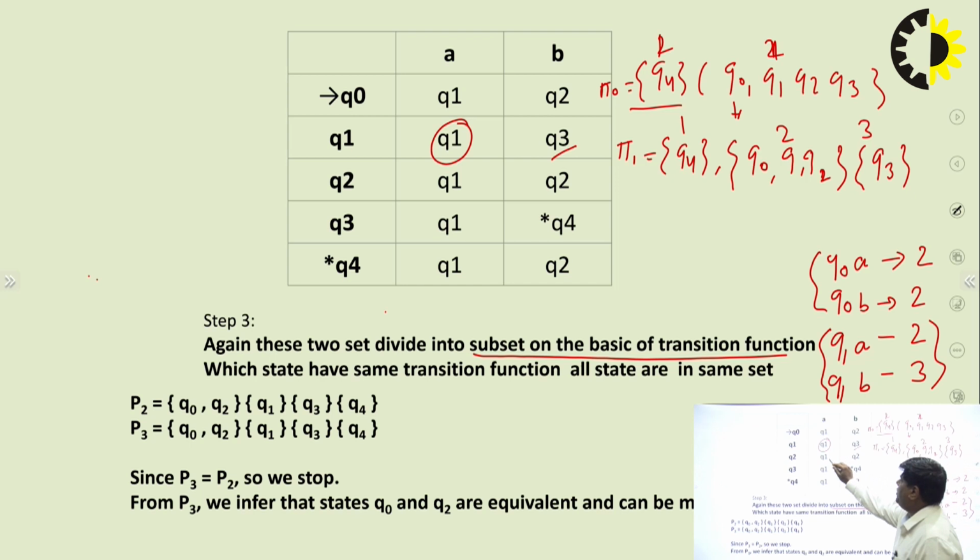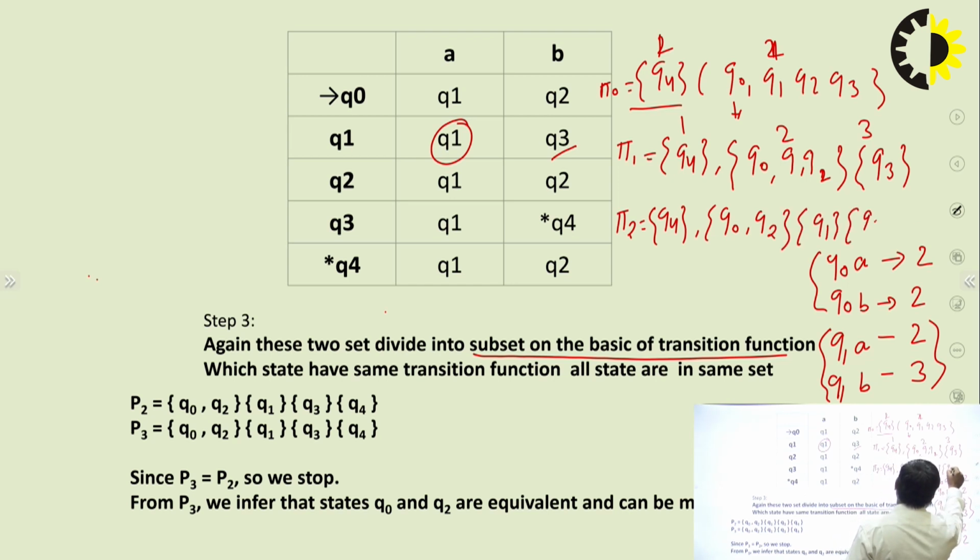Now we check the transition function of Q2. Q2 on A is Q1, set 2, and Q2 on B is Q2. It means Q0 and Q2 have the same transition function, so these two states lie in the same set. What is the next iteration? That is Q4, Q0 and Q2, Q1, and Q3.